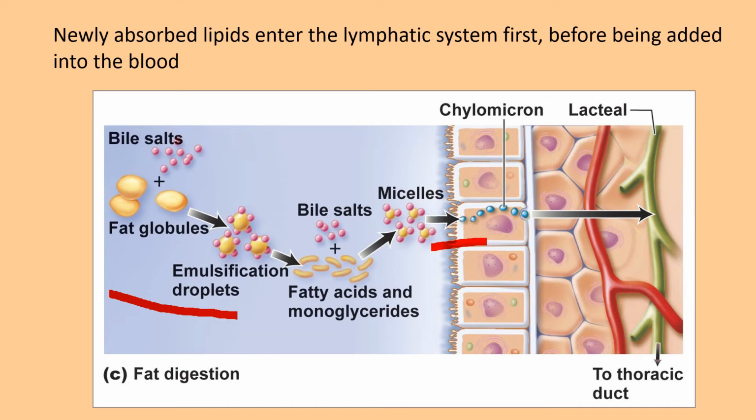But before we leave this diagram, I want you to notice, please, that these newly absorbed fats don't enter into a blood capillary. It turns out that they're too big. They can't cross the wall of the capillary, but they can get into a lacteal, and a lacteal is the lymphatic vessel.